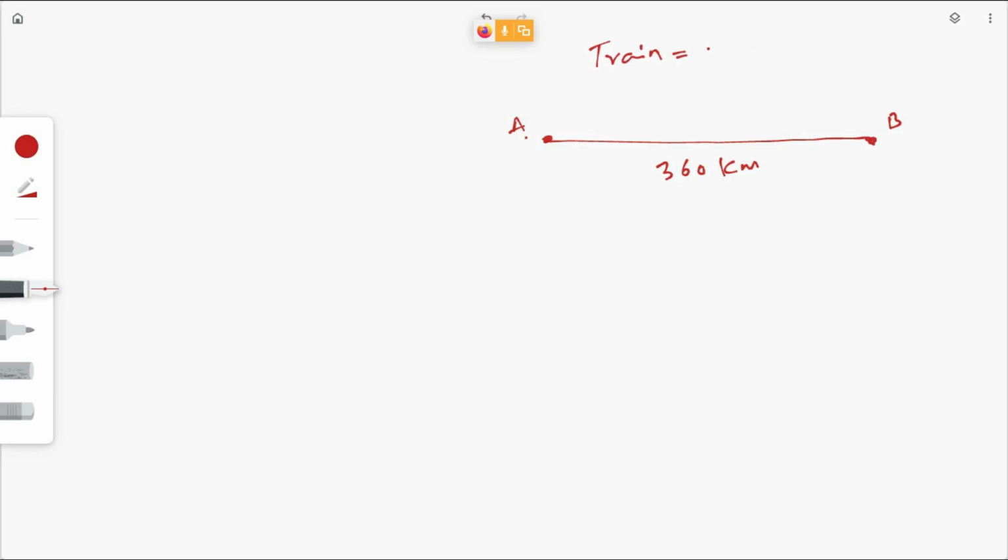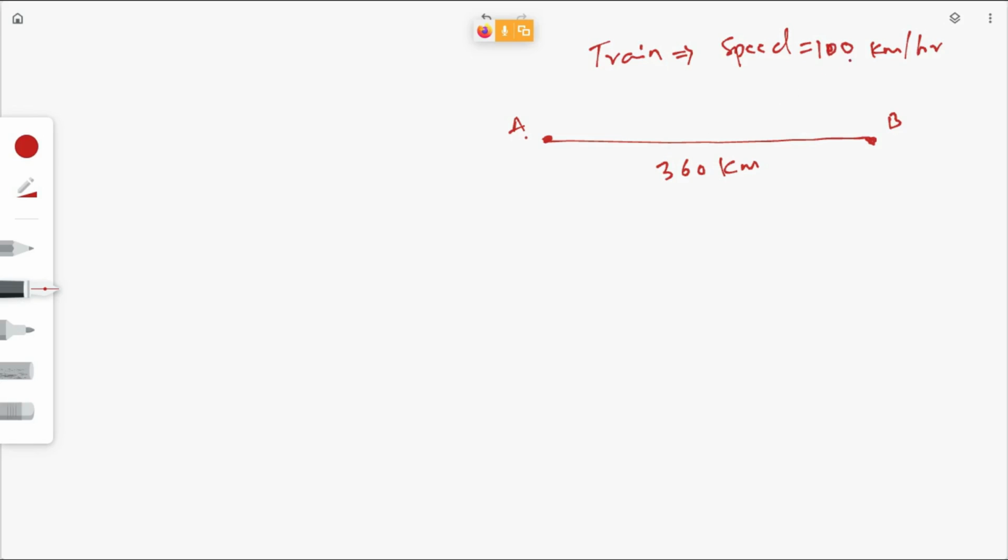Now the speed of the train. Let me take 36 km per hour. Okay, it can't be 36, it will be more than 100 km per hour, so let me take 100 km. The speed of the train is 100 km per hour.